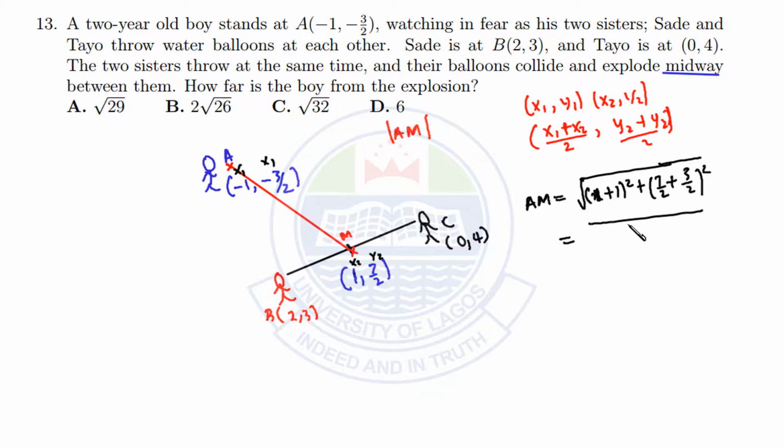will give me the square root of 2 square plus, if I add this together, I'm going to have this to be 5 square. So I will have this to be square root of 4 plus 25, which gives me the square root of 29. So the answer of this one is A.